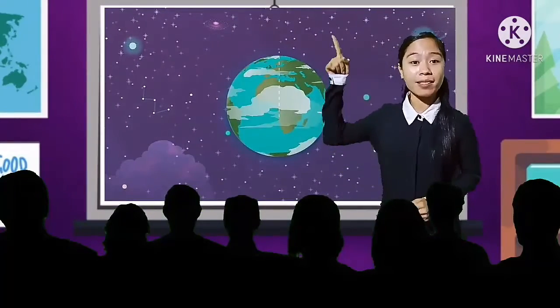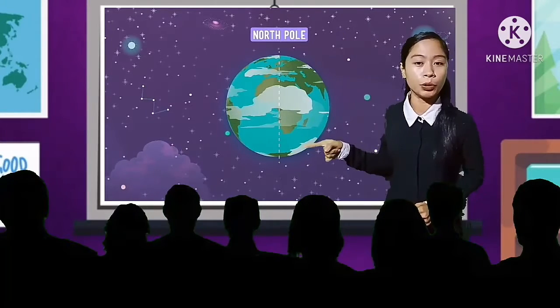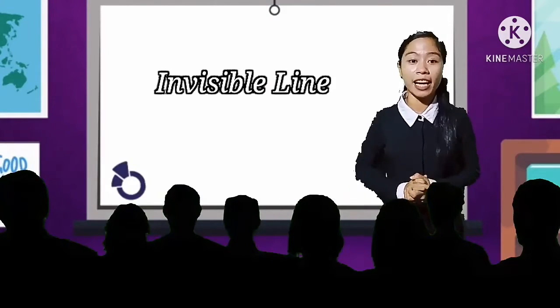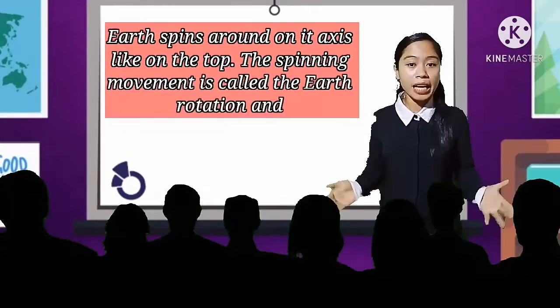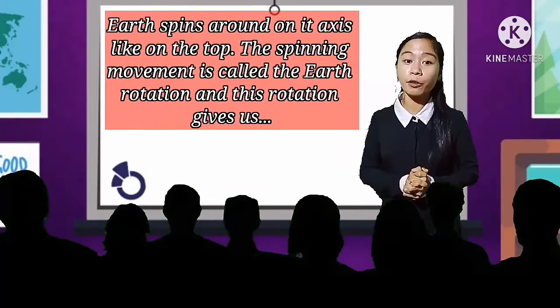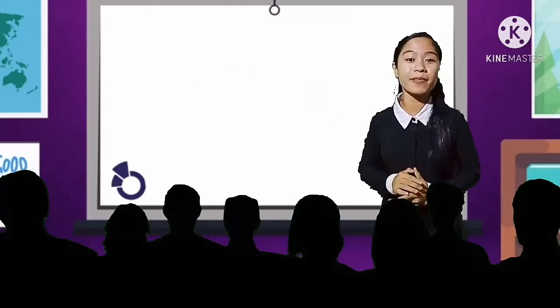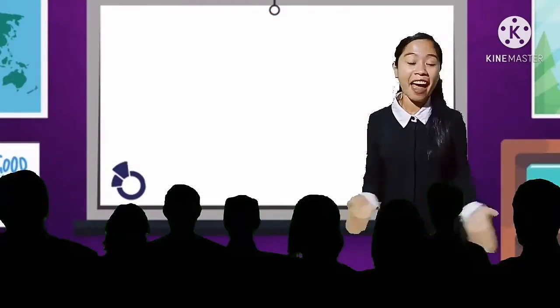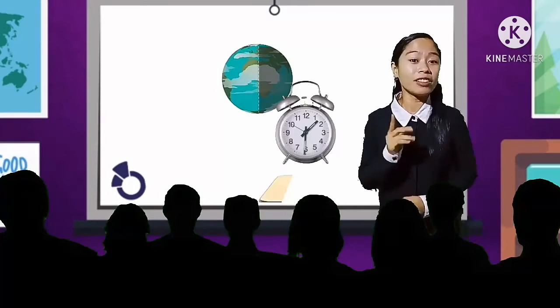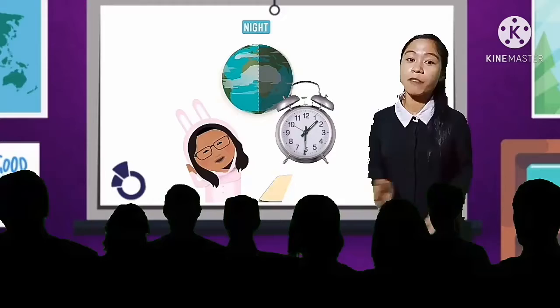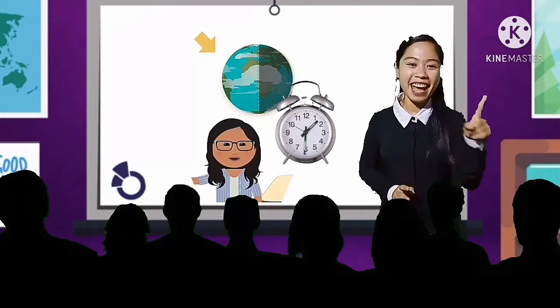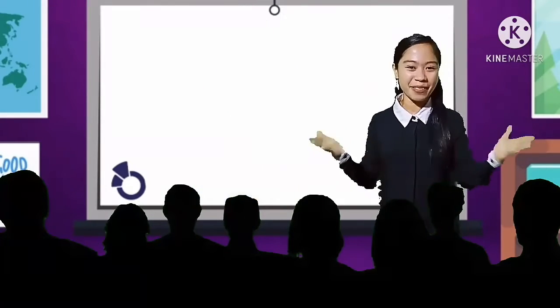Imagine a line passing through the center of the Earth that goes through both the North Pole and the South Pole. We call that invisible line an axis. Earth spins around on its axis like a top. The spinning movement is called the Earth's rotation, and this rotation gives us day and night, every day, all year. If we are on the side of the Earth facing away from the sun, its spinning gives us night. If we are facing the sun, yes, you get it, class, it gives us day.